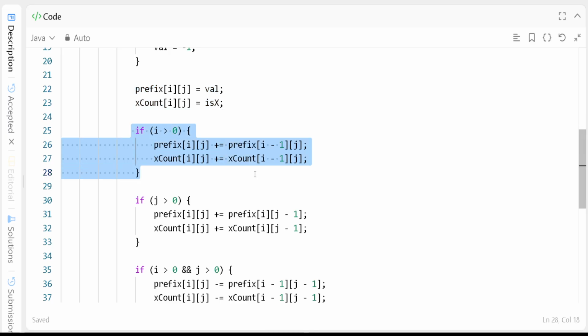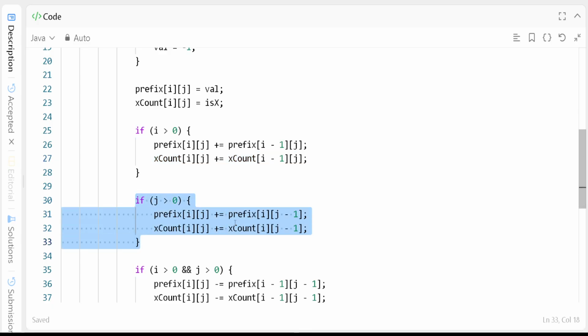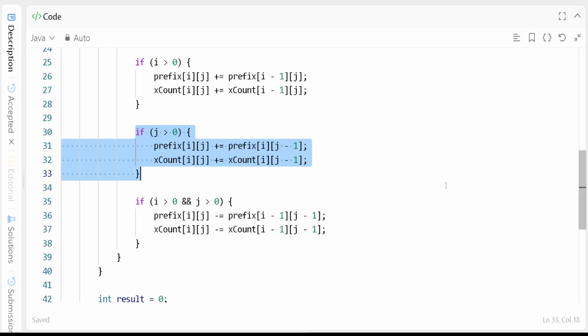If i is greater than 0, you will check what? Prefix at i minus 1 and j. So the prefix will get added and the x count will also get added like this. If j is greater than 0, in this case also you will add prefix i, j minus 1, plus the x count. When i is greater than 0 and j is greater than 0, in that case prefix sum, what will happen? Minus prefix i minus 1, j minus 1, means 1 minus it will go, right? And for the count also it will go 1 minus.